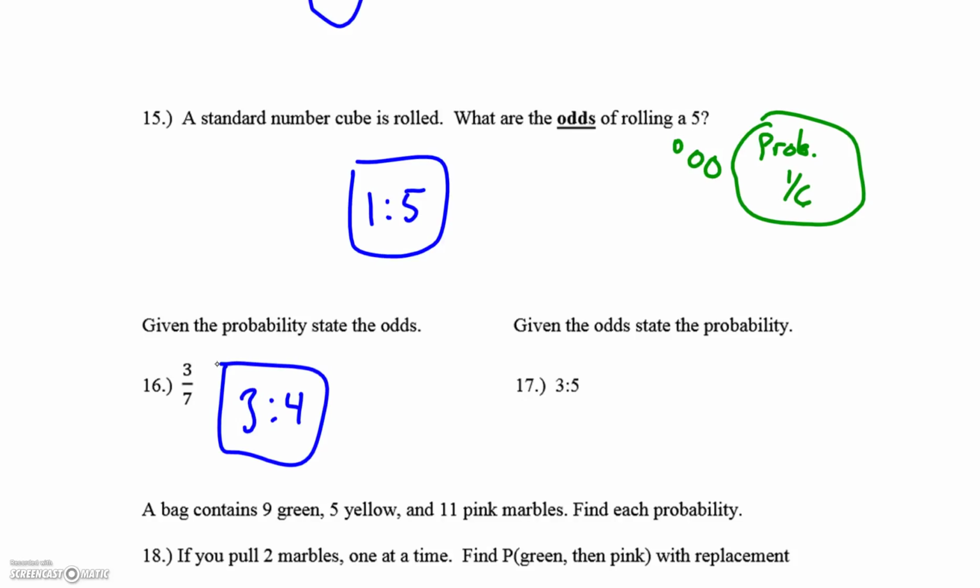Going the other way, here's what we want versus what we don't want. So there's 3 ways I can get what I want. There's 5 ways that I can get something else, which means there's a total of 8 options here. 3 favorable and 5 unfavorable. So it's 3 out of 8 for the probability. Okay?